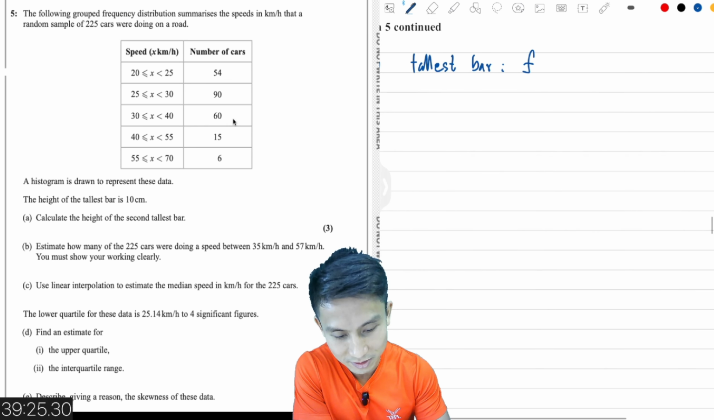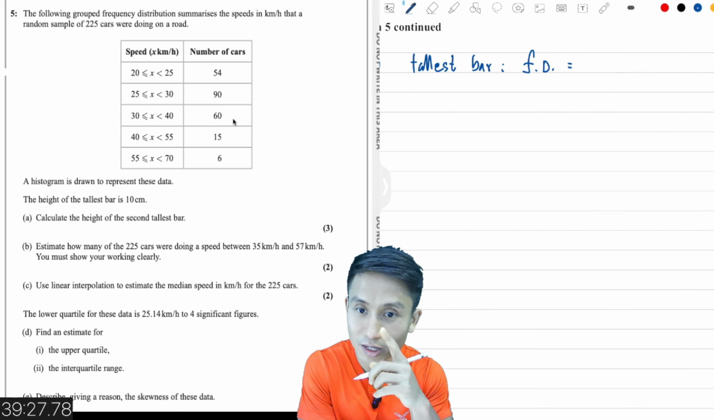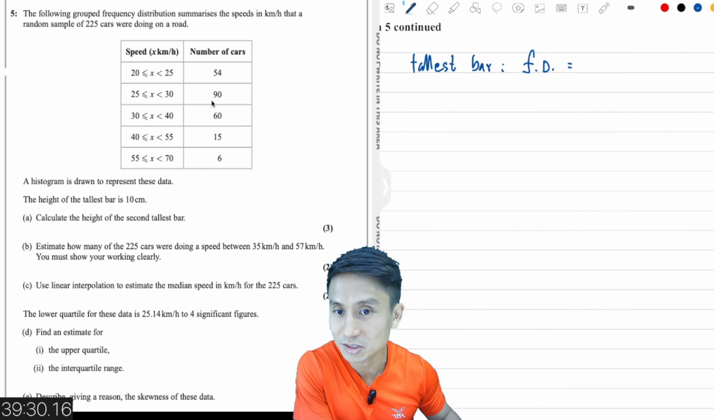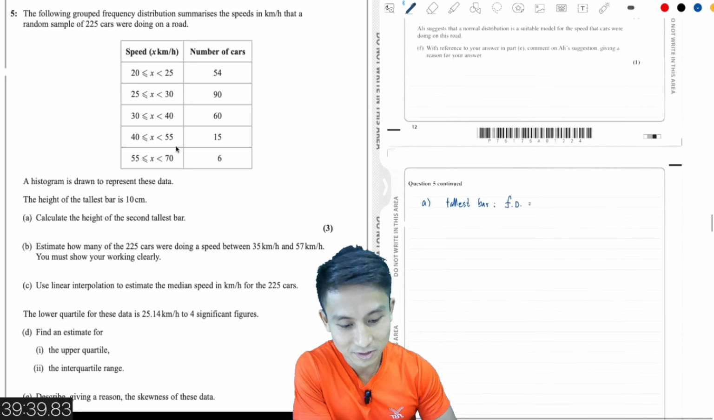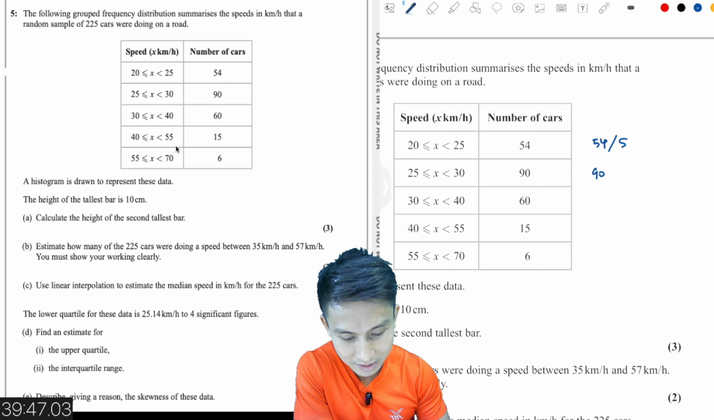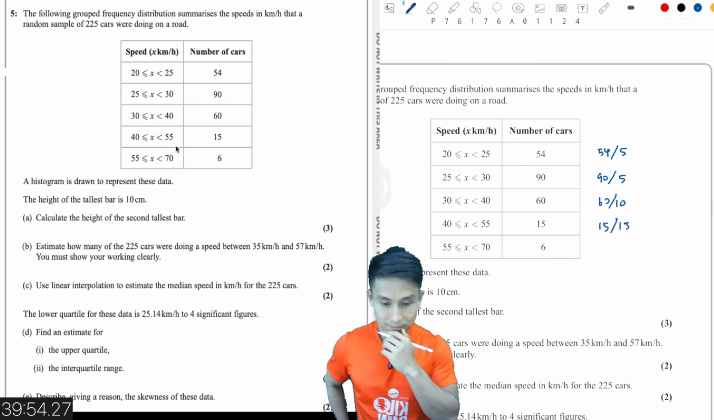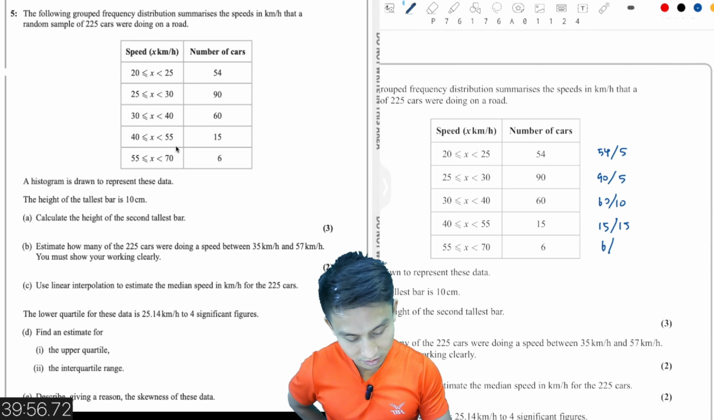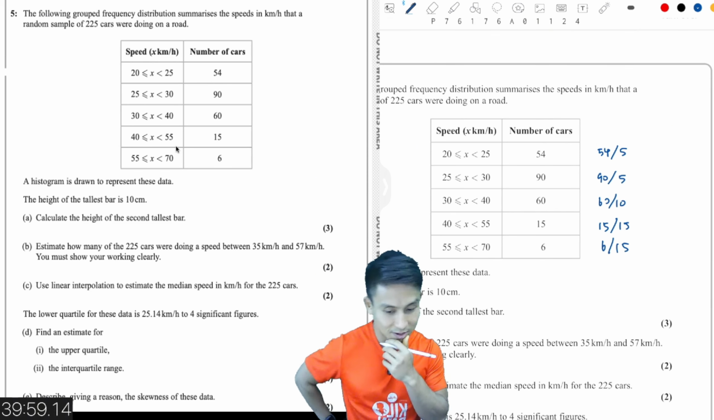So by the looks, it's not just about the highest frequency, it's the highest frequency density, but the class widths of all classes are not exactly the same. Okay, so we probably need to calculate first. Yeah, so this is 54 over 5, this is 90 over 5, this is 60 over 10, this is 15 over 15. Yeah, and this is 6 over 15. Is that right? Yep.